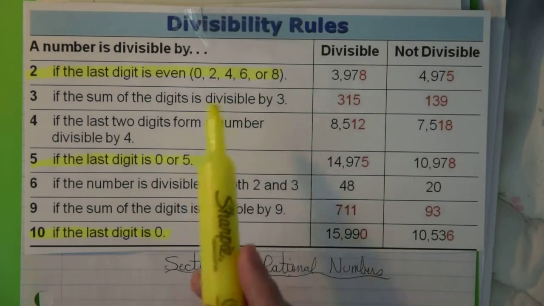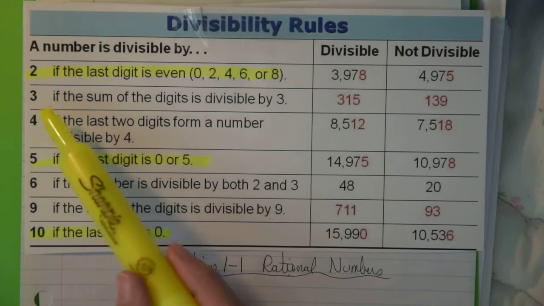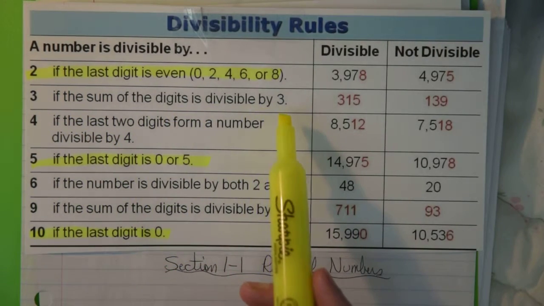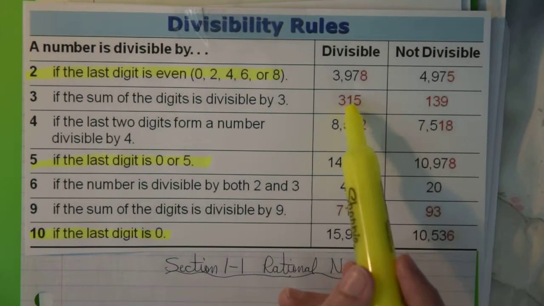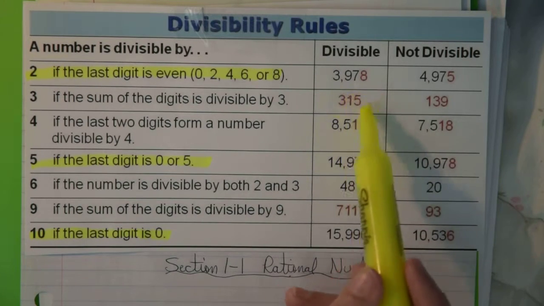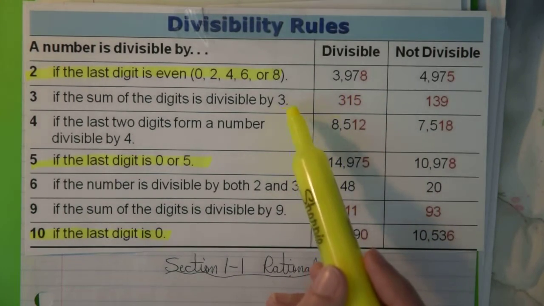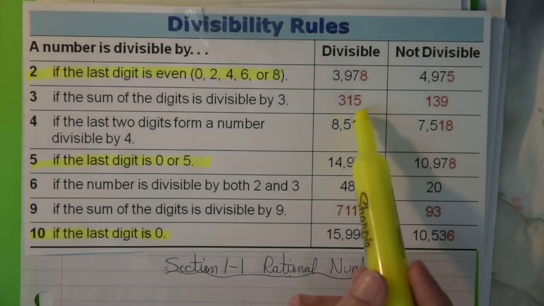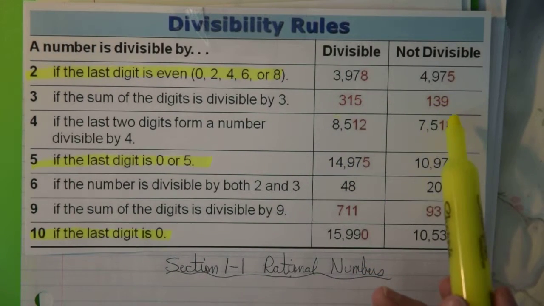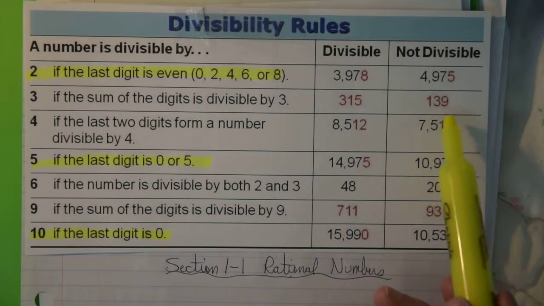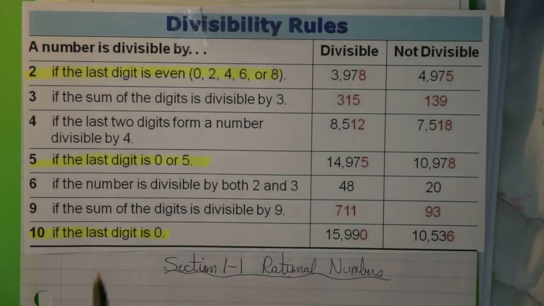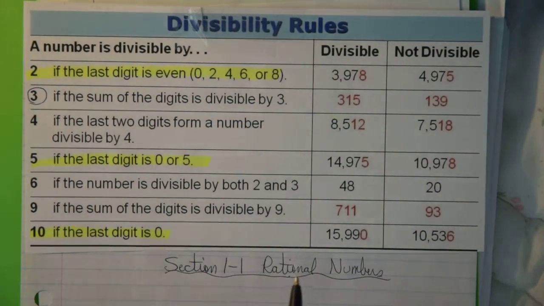Now the ones that are really useful are the rule for 3. If you add up all the digits in the number, so for example, if your number is 315, if I add 5 and 1 and 3, I get a 9. If that number, the 9, is divisible by 3, then the whole number, in this case 315, is also divisible by 3. So this number here, 139, if I add the 9, the 3, and the 1, I get 13, and 13 is not divisible by 3, so neither is 139. So you should know this one.